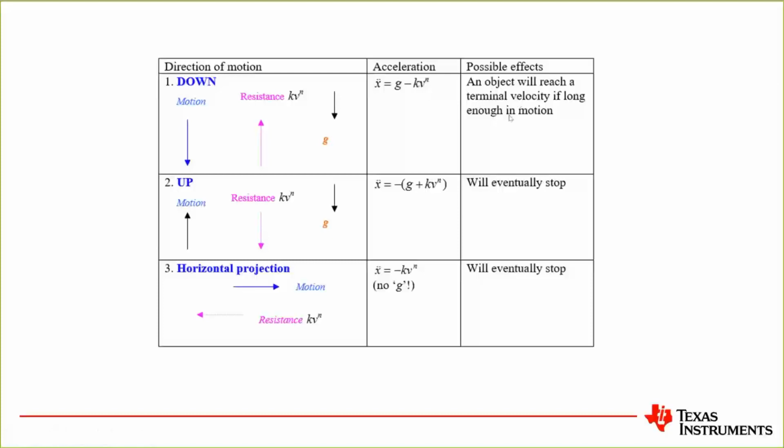So our acceleration in this case is g minus kv to the power of n. An object will reach a terminal velocity if in motion long enough. If the motion is up, resistance is down, then we'll have negative g minus kv to the power n, and the object will eventually stop. If it is the horizontal direction, there is no g having an effect, so our acceleration is minus kv to the n, and if it's long enough, it will stop, depending on the initial velocity.